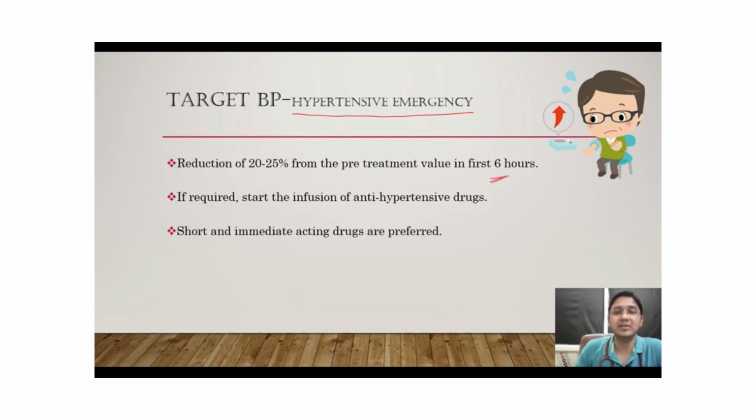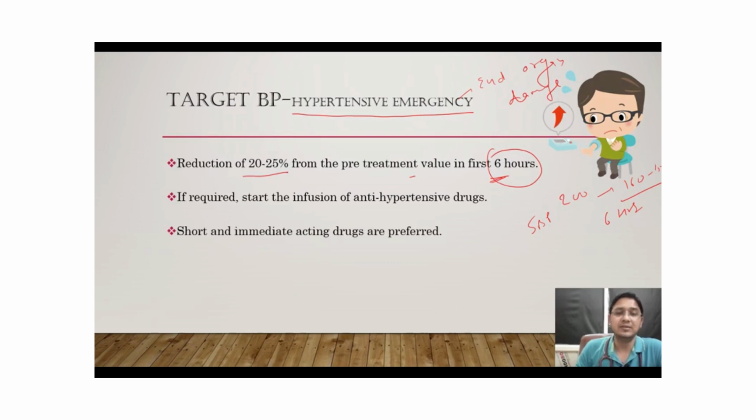So for the hypertensive emergency, as we know, there is end organ damage. We have already seen there is end organ damage, so the BP must be reduced more in less time. We require a reduction of 20 to 25% of pre-treatment blood pressure within 6 hours only. So once we have admitted the patient, within 6 hours we need to reduce the BP by 25%. Let's say, for example, if systolic BP is 200, we need to reduce it to 160 or 150 within the next 6 hours.